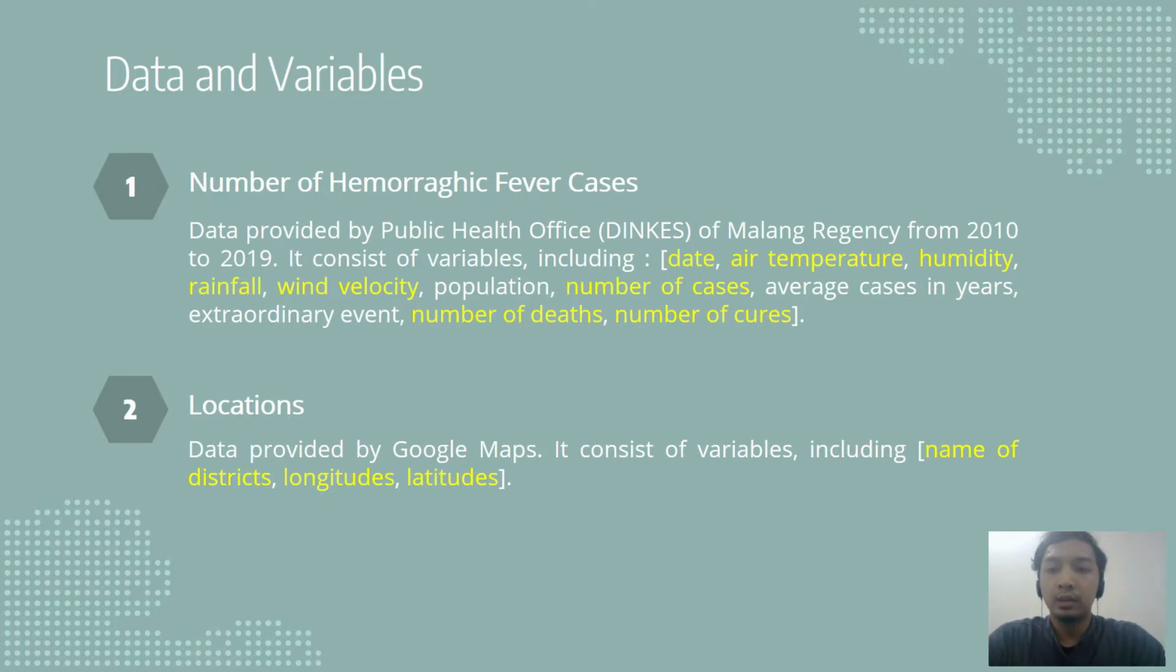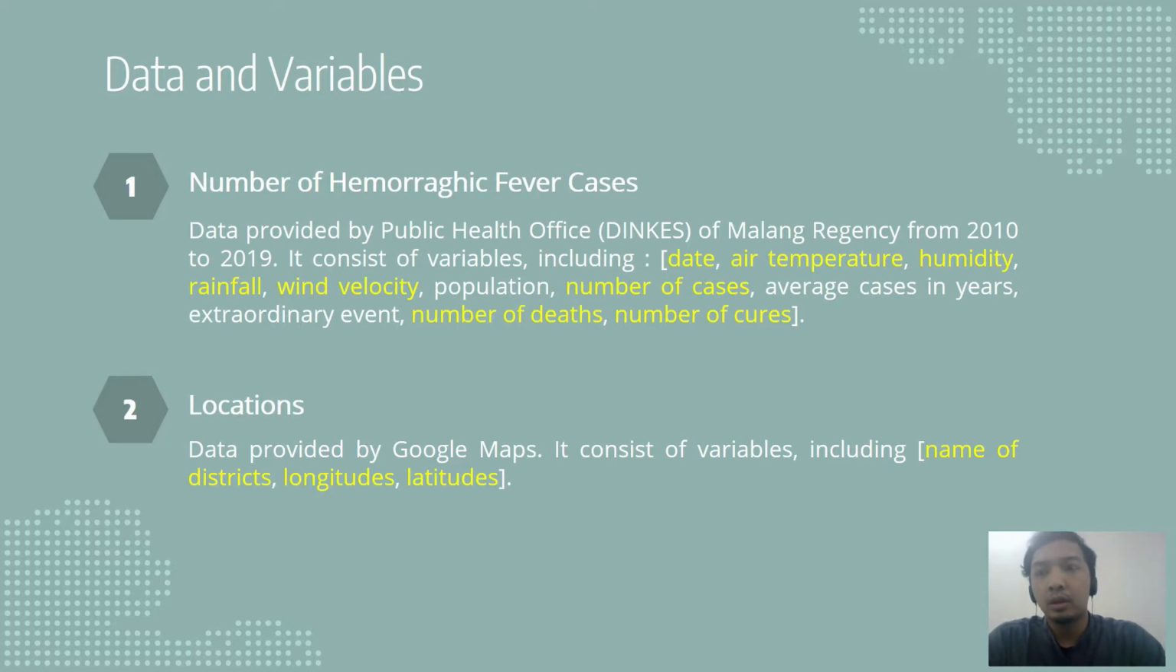And the second main data is location. This location data is provided to give the dashboard geographical visualization. It includes three variables. There is a number of variables that can be used, for example population. For population, in order to do forecasting, it's not really needed.